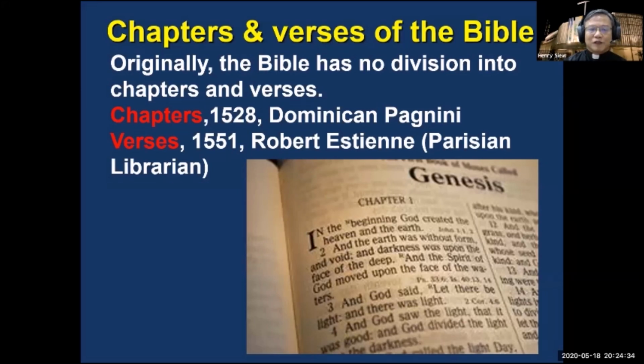And then in 1551, a librarian in Paris, Robert Estienne, put on the verses. So today, as we see it, the chapters and verses were only invented, so to say, in the Middle Ages. So originally, if you read the Bible prior to that, you would not say that the first creation account ends at verse 4a in chapter 2. So this is just a remark.